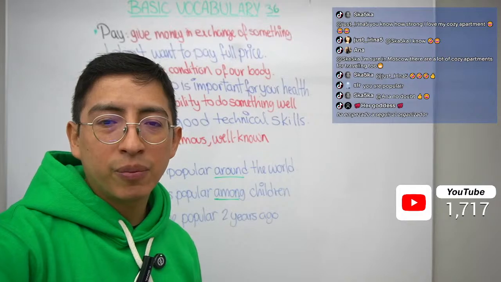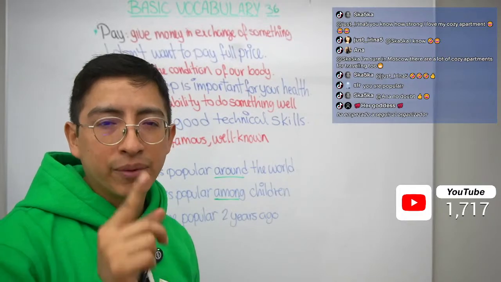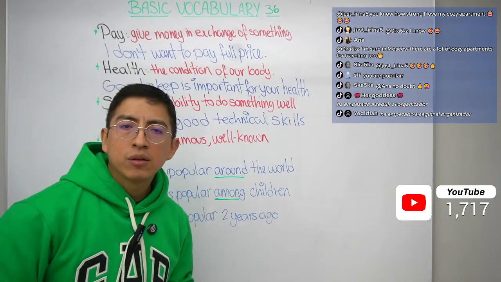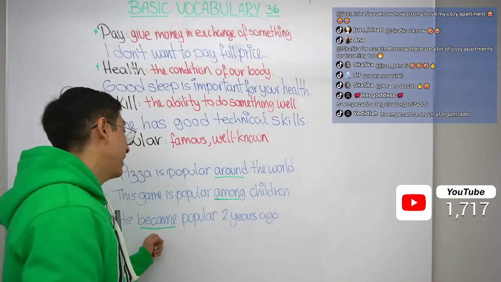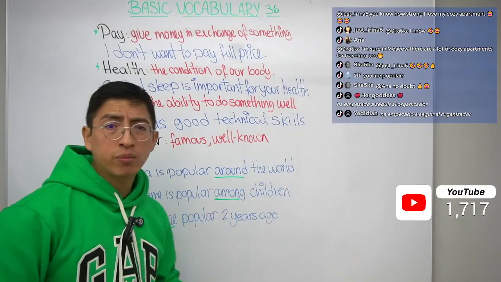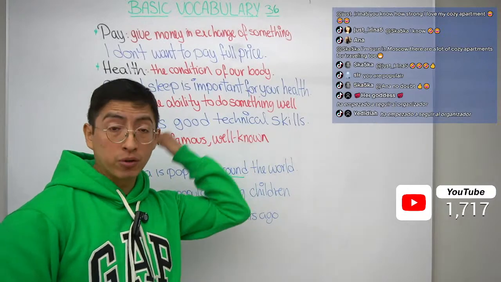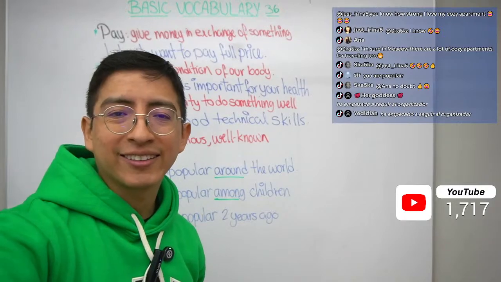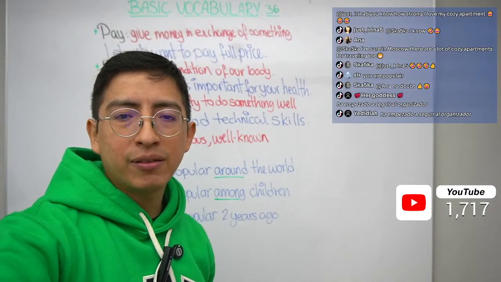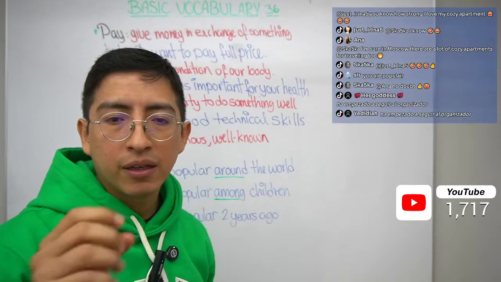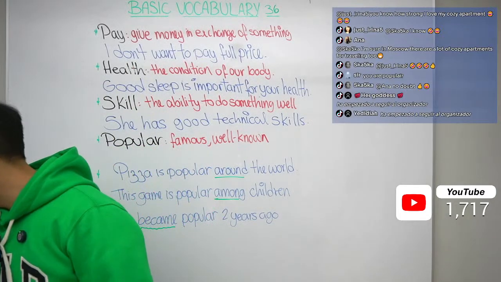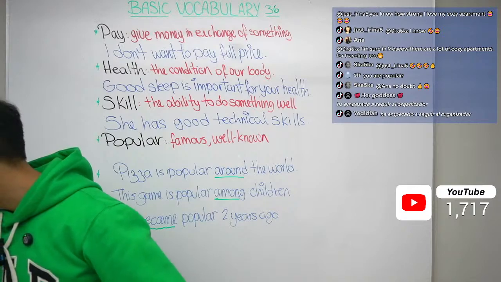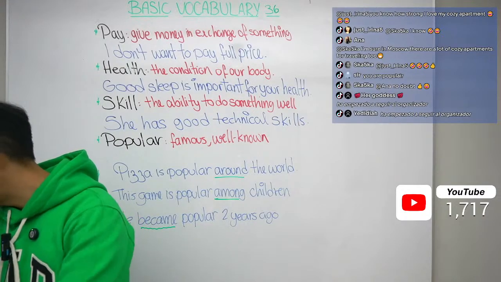This game went popular in the past. This game, Irina, became popular. Became popular, or maybe you can say this game was popular in the past. Okay, became is the simple past of become. Okay, very good, guys. Let's continue with the following sentence.